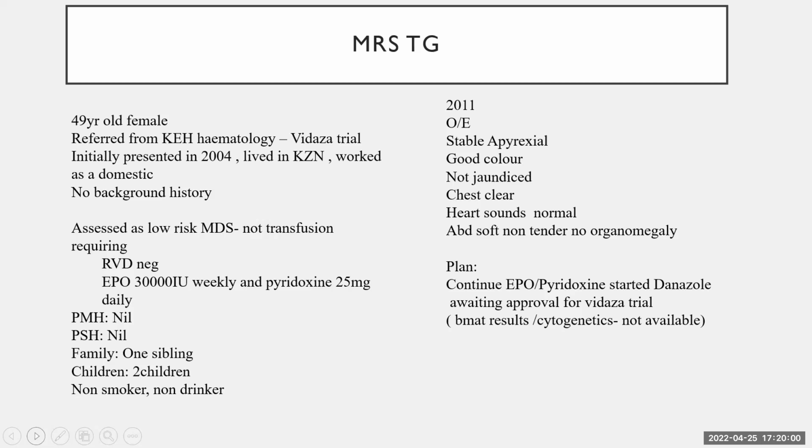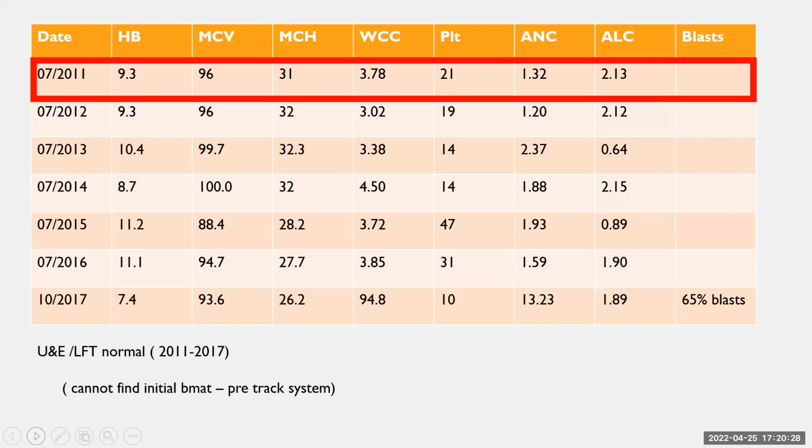When she was seen on examination, she was fairly stable with nothing to note on her physical examination. So the plan was to await the approval for the Vidaza trial and to continue her EPO and pyridoxine. And then she was started on danazol due to the low platelet count. However, we couldn't really find her bone marrow results or cytogenetics as this was done in 2004, and we didn't have access to those results. Next slide.